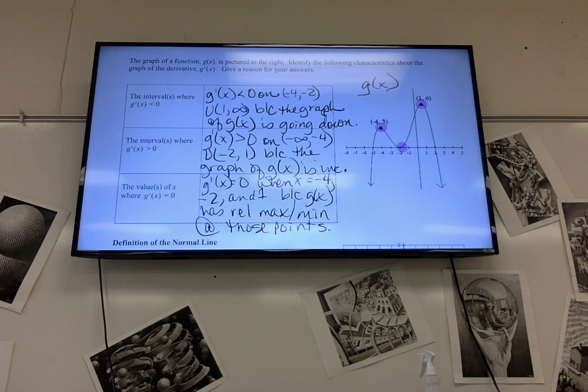So when f prime of x is negative, the graph is falling. When f prime of x is positive, the graph is rising. And then when f prime of x is 0, the graph is either at a relative max or min.